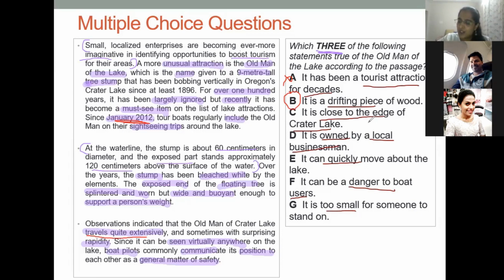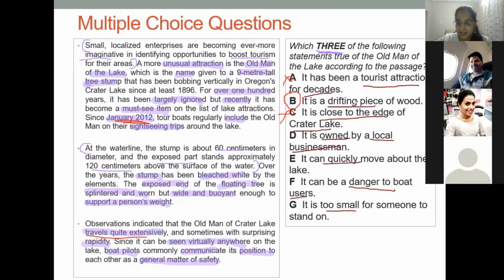It is close to the edge of the crater lake. Where have they mentioned it's close to the edge of the crater lake? They've only mentioned that it travels. So how do I know whether it's close to the edge of the crater lake, at the center or elsewhere? It could be anywhere. So this is not my answer. It's not even present in the text. It is owned by a local businessman. No, they've not mentioned any local businessman.